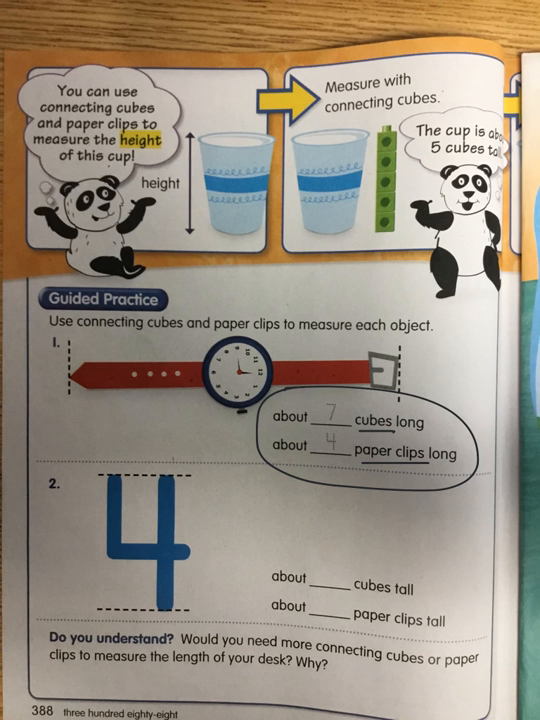So if I measured from here to here using the cubes, it is 7 cubes long. But if I measure from here to here using paper clips, it is 4 paper clips long. All right, number 2, you're going to measure from this line to this line and tell me about how many cubes tall, and then measure with paper clips tall. All right. Okay, this might be a little bit different because we're using smaller paper clips than they are.